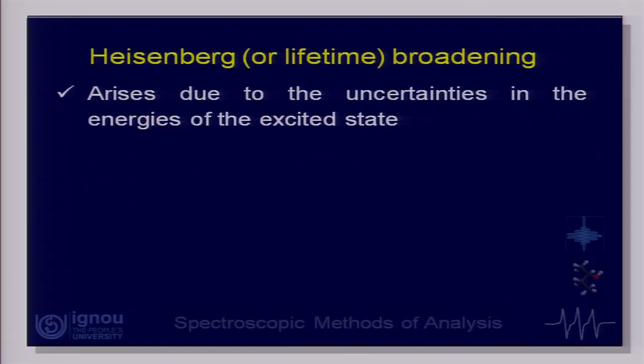Now, let's take up the third factor which causes the broadening of the signal, and this factor is called Heisenberg or lifetime broadening. This actually arises because of the uncertainties in the energies of the excited state. I am sure you are familiar with one version of the Heisenberg uncertainty principle, that is delta P into delta X approximately equal to h cross.